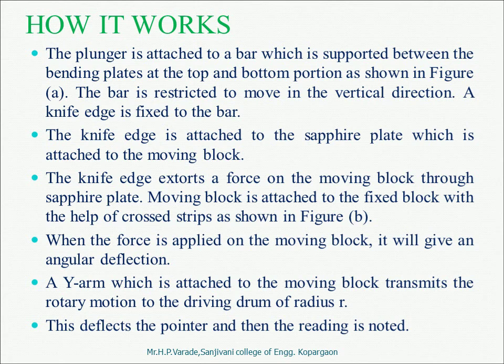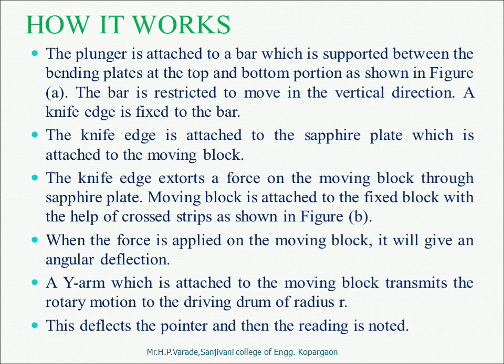The plunger is attached to a bar which is supported between the bending plates at the top and the bottom portion as shown in figure A. The bar is restricted to move in the vertical direction. A knife edge is fixed to the bar. The knife edge is attached to the sapphire plate which is attached to the moving block.